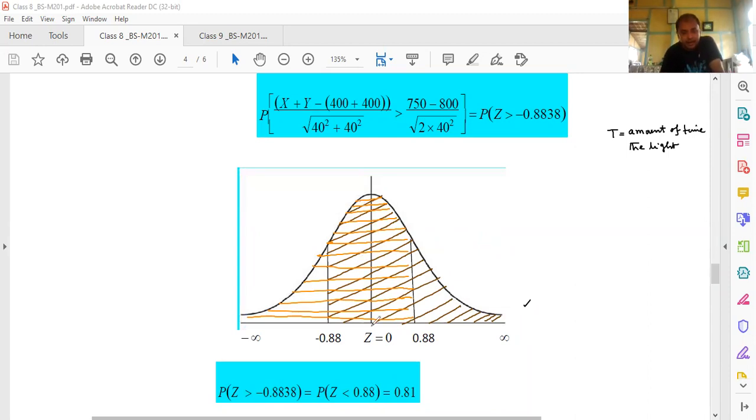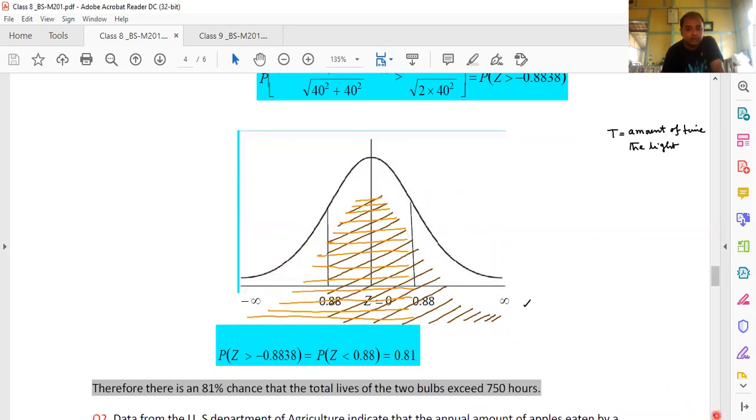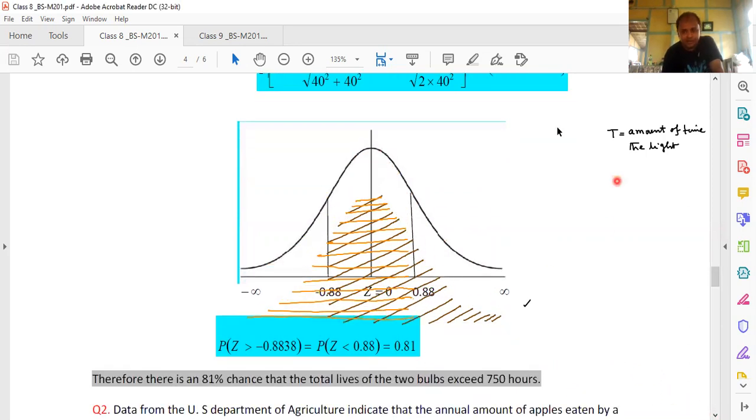And we have calculated that the probability is coming out to be 0.81. Now, how have we got the probability to be 0.81? Since you are doing it for the first time, I'm going to show it.